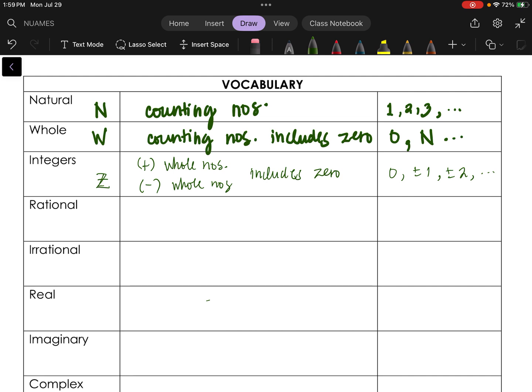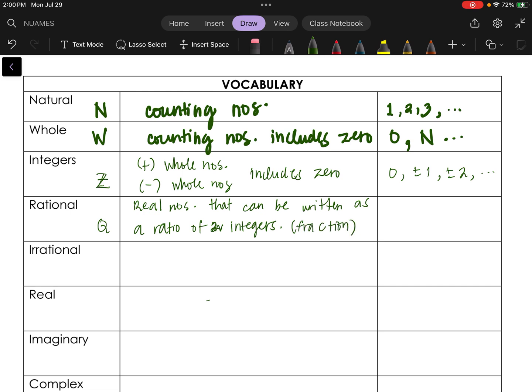Now, when we talk about rational numbers, it's denoted by this capital letter Q. And rational numbers are defined as real numbers that can be written as a ratio of two integers. Okay, so if you think about that, when we say a ratio, it's a number over a number. So we're basically thinking of a fraction here.